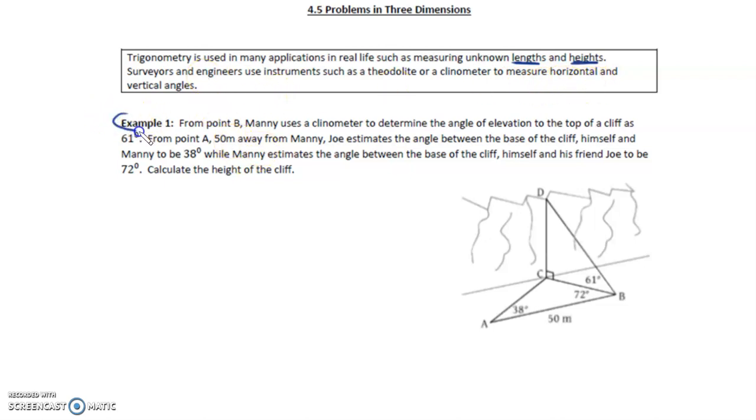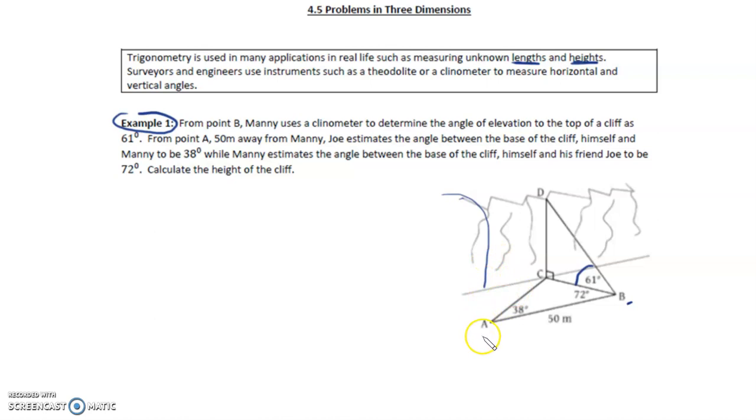So for example 1, from point B, which is here, Manny uses a clinometer to determine the angle of elevation to the top of the cliff is 61 degrees. So there's some cliff here. This is like a cliff. So this is 61 degrees.